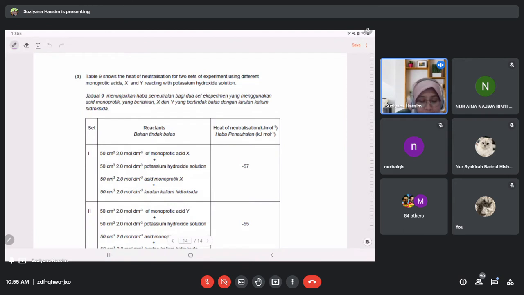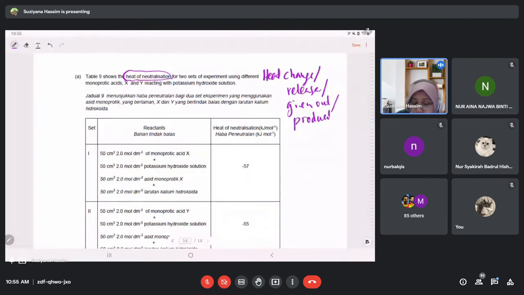Right, this table shows the heat of neutralization. Okay, definition, jot down. Heat change, or heat release, or heat given out, or heat produced. Usually this is what is accepted, but teacher always uses heat change. Heat change when 1 mole of water.